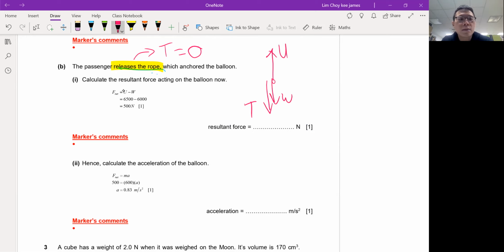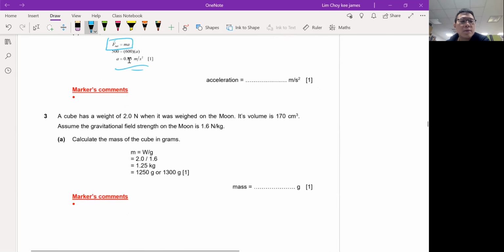Now what happens when I cut the string? The tension force disappears. I'm only left with two forces: U, the upward thrust, which is upwards, and the weight. Since the object is now moving upwards because the rope is cut, what's the resultant force? I'll take up as positive, so it'll be U minus W, which is 500. What's the acceleration? Simple F over m. Substitute the formula in and you get the answer 0.83. Simple substitution of Newton's second law.